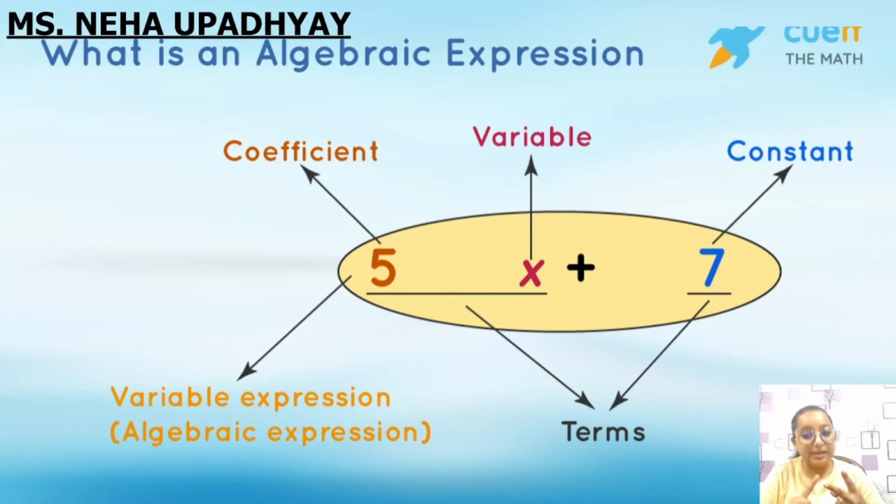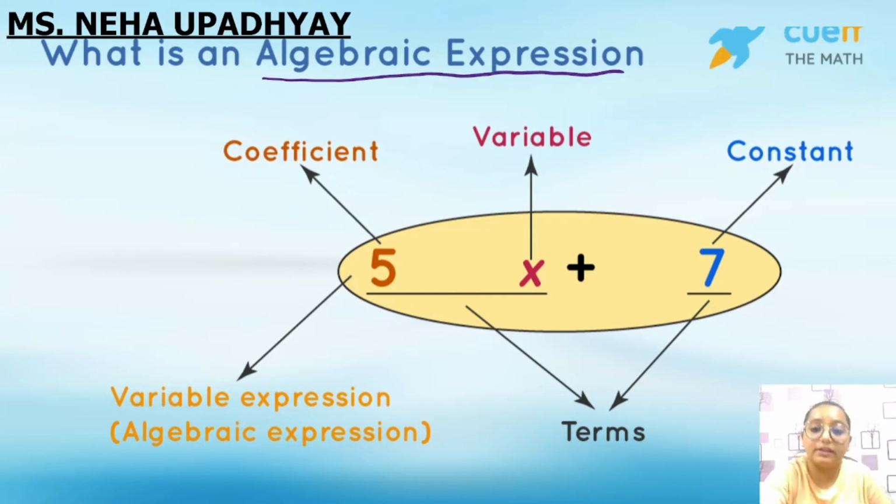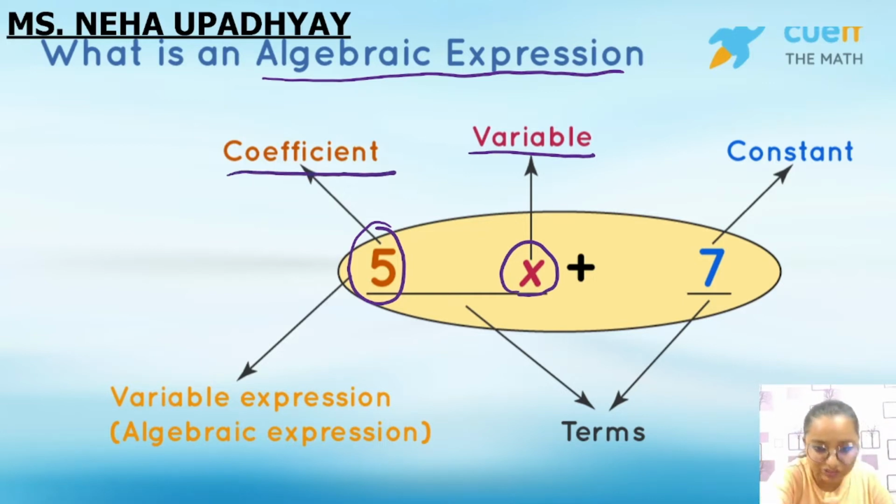Yes, variable. Okay. So now you can see the screen and it says what is an algebraic expression. So we will study a bit more about it in detail. So what is 5 over here? 5 is sitting next to which term? X, and x is a variable. So what is 5? 5 is a coefficient.